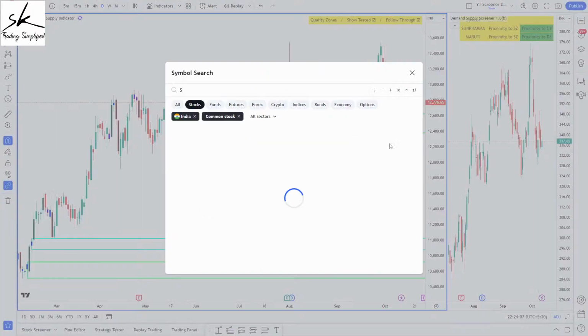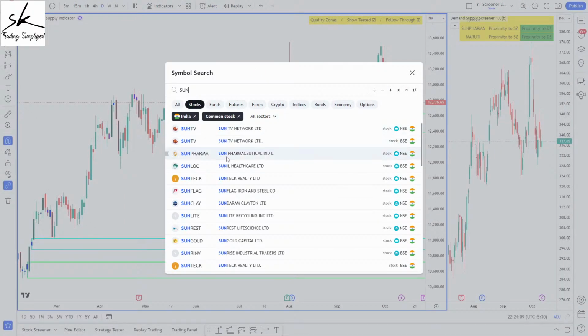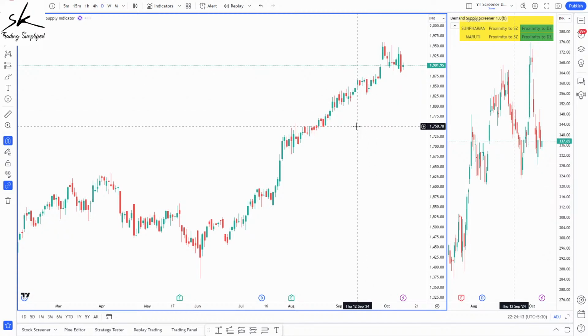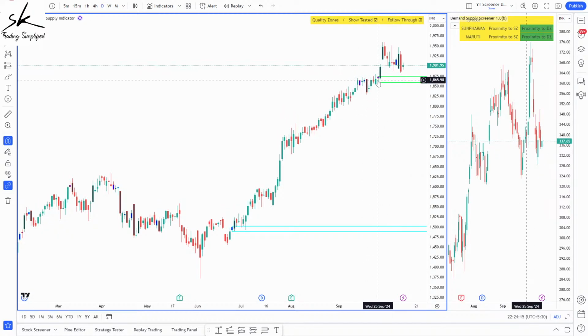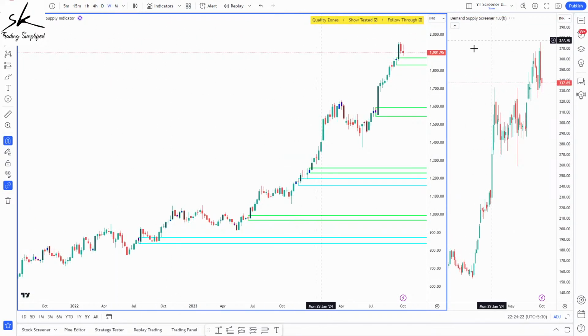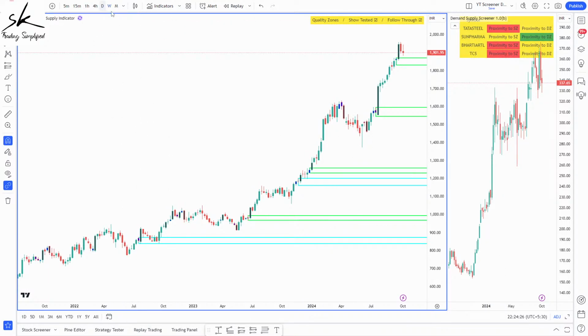Similarly, if I go to Sun Pharma, you'll be having your current candle closer to a demand zone. And that is what you can see here. We are again close to this demand area, and just by a click of a button you can also check it on a different time frame. So now I've shifted to weekly, and now it will give me results based on the weekly demand and supply areas. So this is what your screener does.